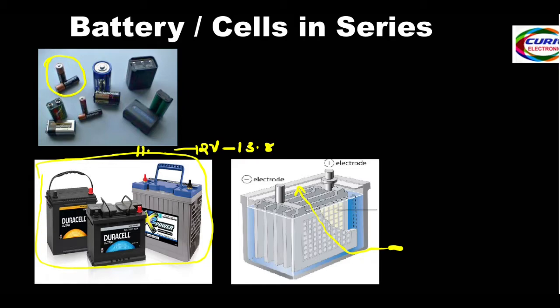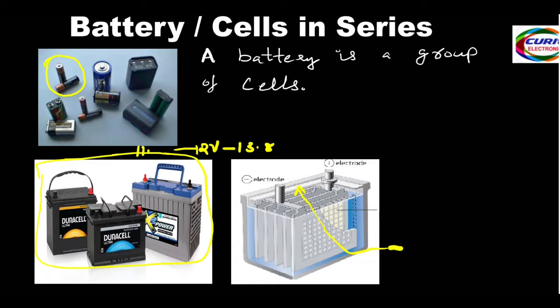What's a battery? A battery is a group of cells. See here, this is a battery, and here we can see a number of plates. Those plates are the anode and cathode. They are together called electrodes, and there is an electrolyte also. So a battery is a group of cells.